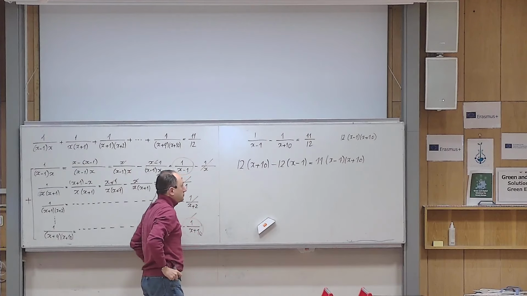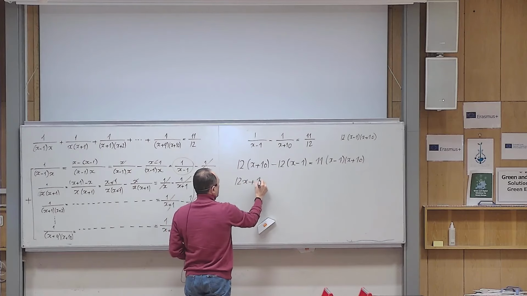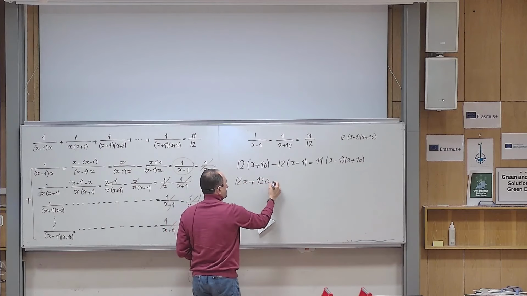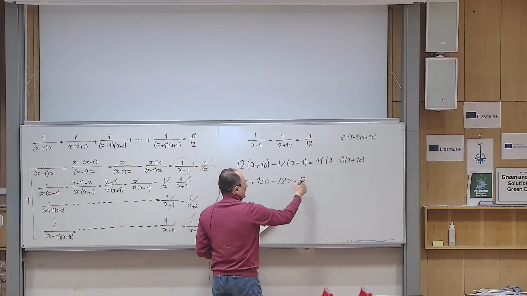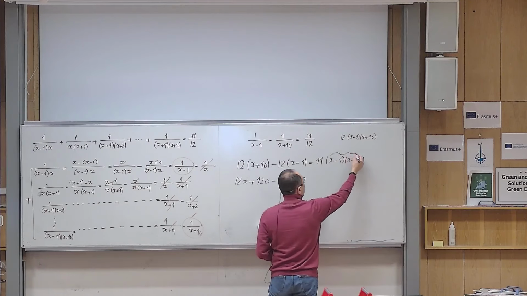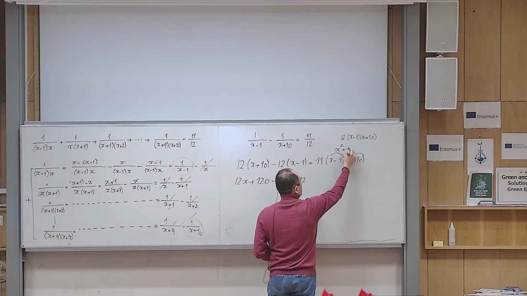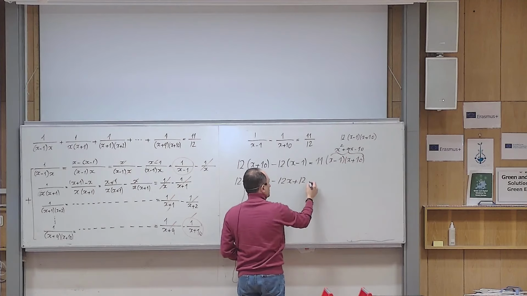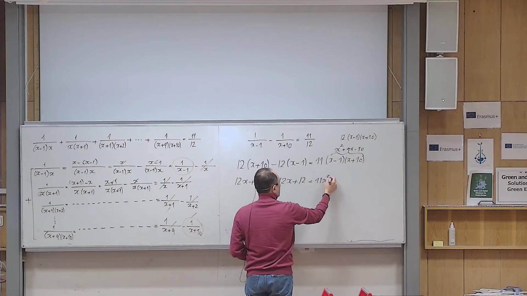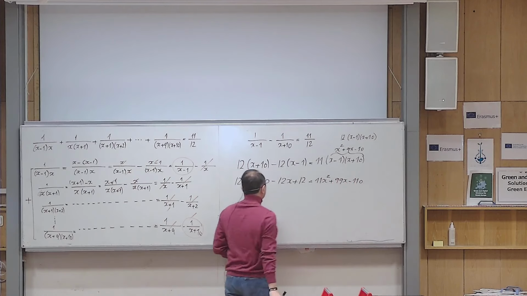Yes, so what I do, I open it up. So I multiply 12x plus 120. I multiply minus 12, minus 12x plus 12. And then here, I multiply these two, so it becomes x squared. 10x minus x is 9x, and then minus 10. But I have to multiply 11 inside, so it becomes 11x squared plus 99x minus 110.